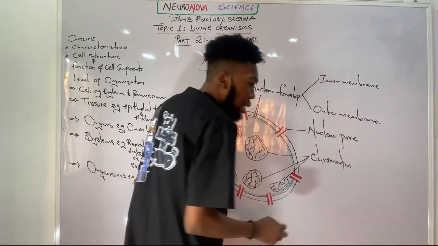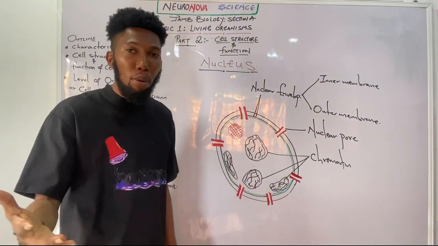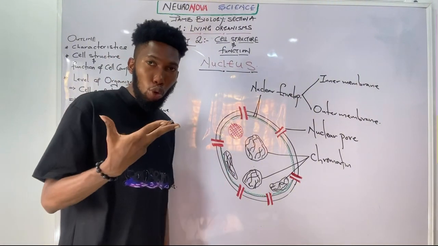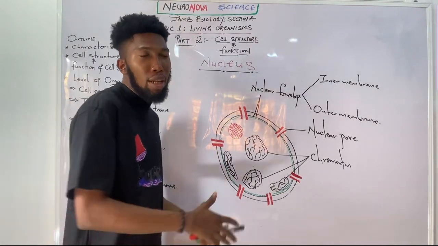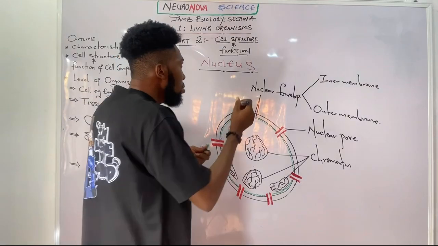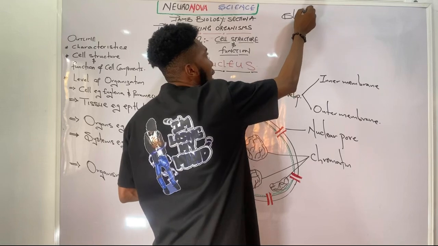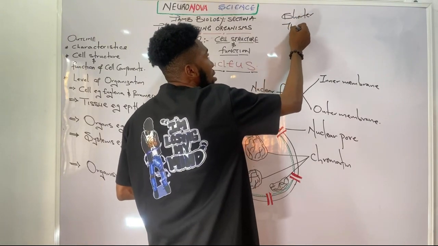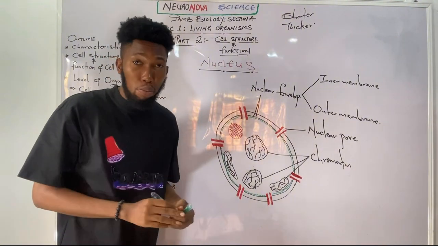Chromatin are the non-condensed forms of your chromosome. When cell division is about to start, the chromatin will condense. And when they say condense, the condensation of chromatin material simply means that they grow shorter and thicker. This has come out in JAMB before, multiple times.